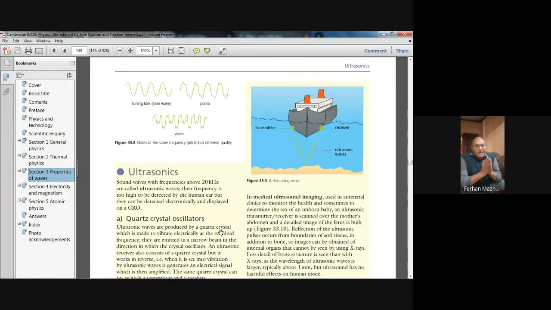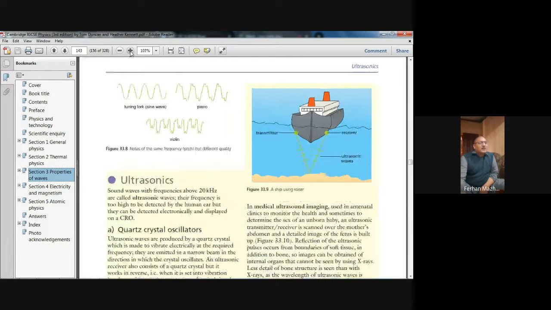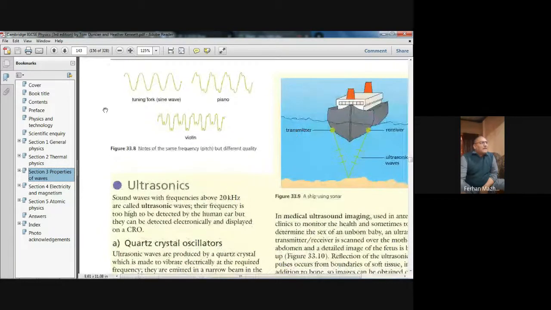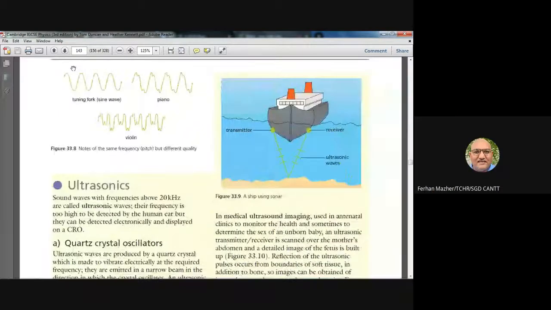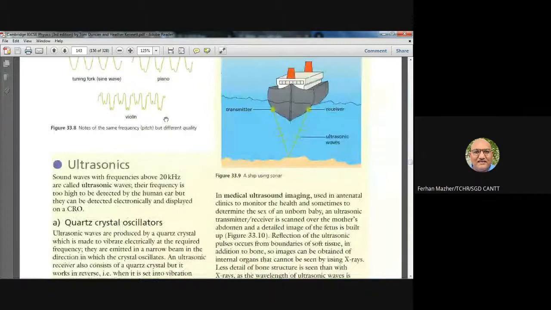Today, the main purpose of this lesson will be to study about the ultrasound, or we say ultrasonics, ultrasounds. Ultrasounds are those sound waves whose frequency is more than 20,000 hertz. The sounds whose frequency is more than 20,000 hertz, we call them ultrasounds.